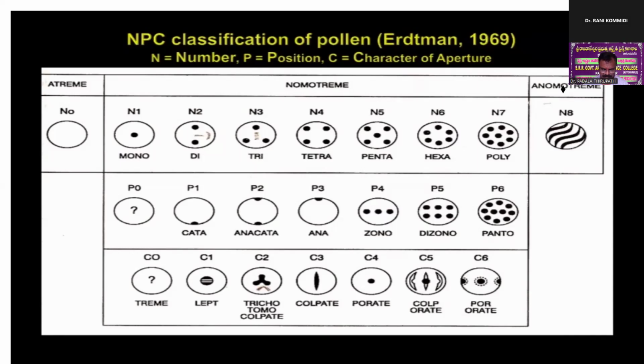Under this system, the term treme, aperture, has been used for preparing keys for the classification of the pollen grains or spores.